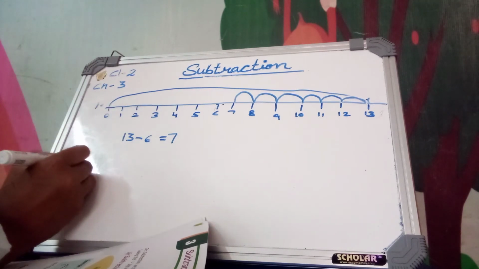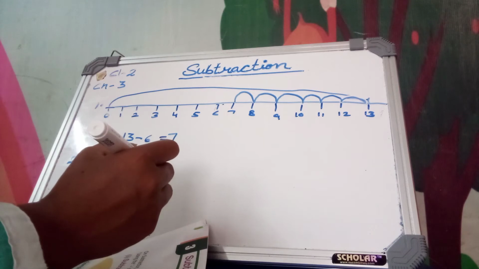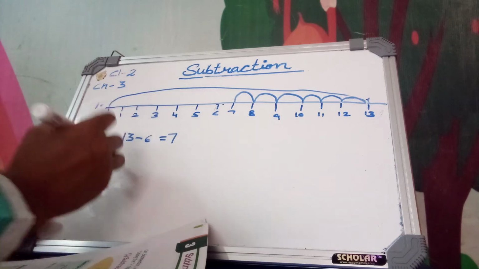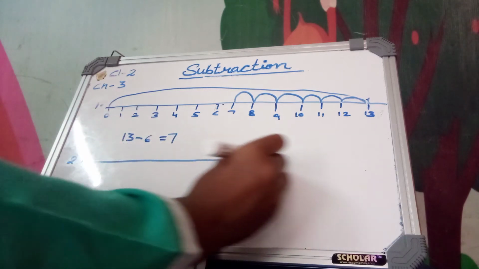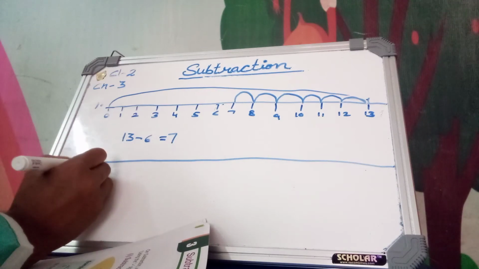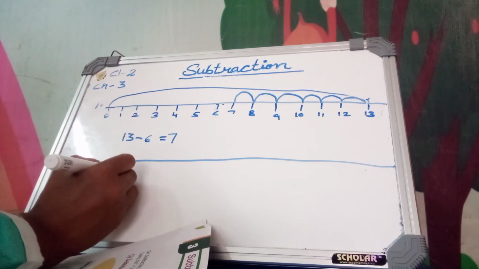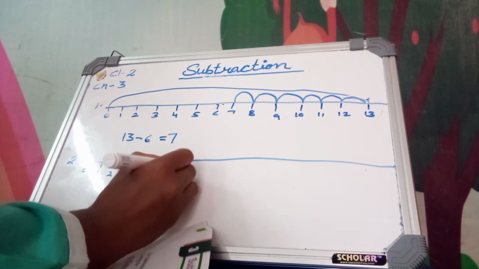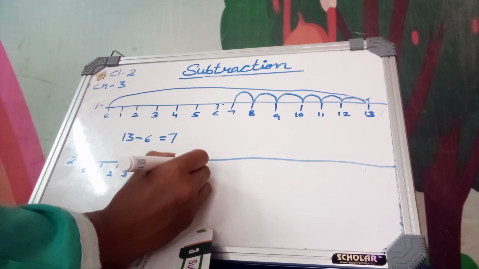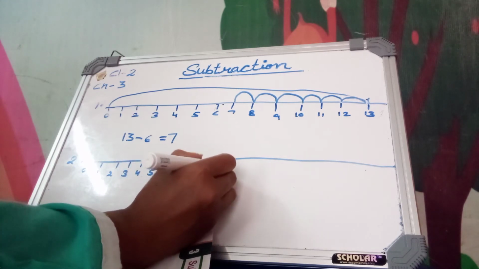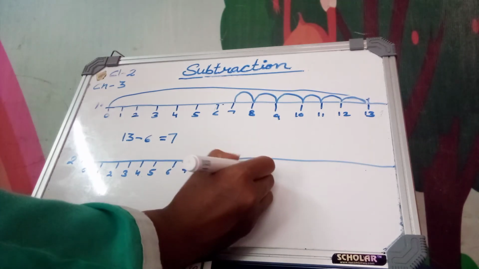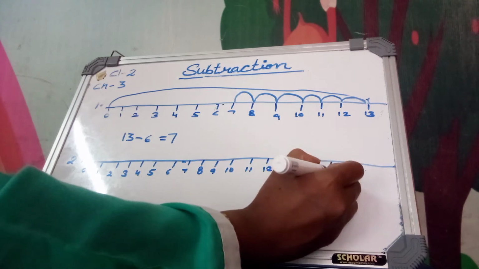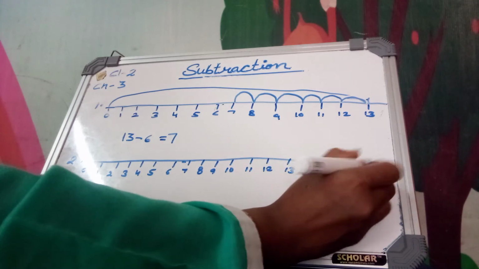Now see next portion. From 15 we will take away 7. How many numbers are left? Firstly we have to draw a line. 0 1 2 3 4 5 6 7 8 9 10 11 12 13 14 15 16.